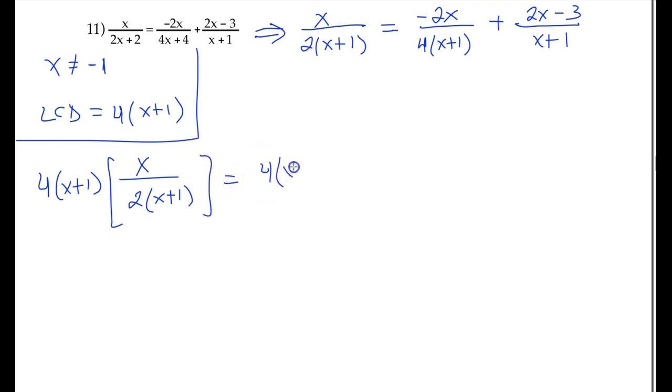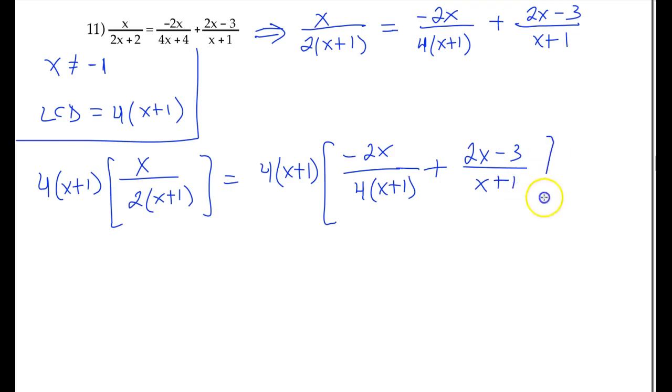So I'll just do 4 times x plus 1 here, minus 2x over 4 times x plus 1, and plus 2x minus 3 all over x plus 1. Okay. Now, of course, here, since we only have one term, this makes this simple to do. The x plus 1s here will reduce to 1, and 4 divided by 2 is just going to be 2. So on the left side here, we just have 2 times 1 times x, which is 2x over 1, which is just 2x.